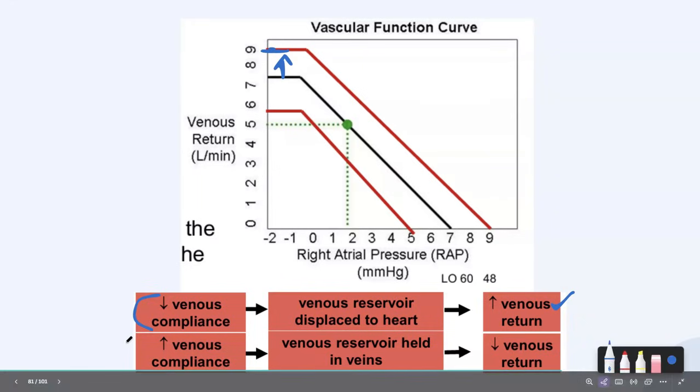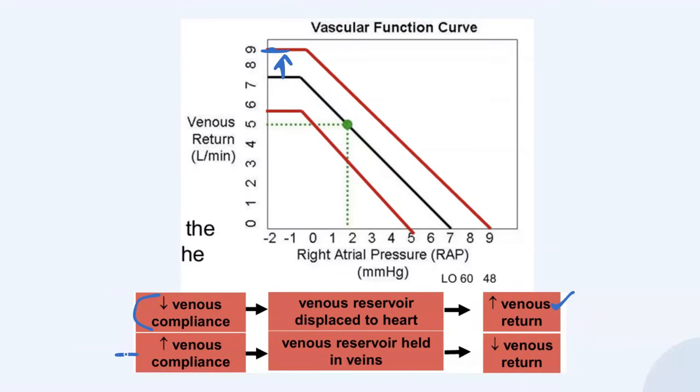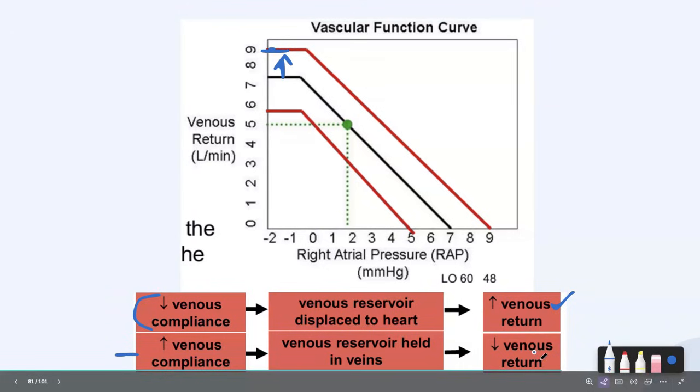If you have an increased venous compliance, that means your veins are very compliant, okay? They're not resisting at all. That means all the blood is pooling into the veins. So when all the blood is in the veins, there's nothing going back to the heart. That means your venous return has decreased, okay? And the graph shifts downwards.